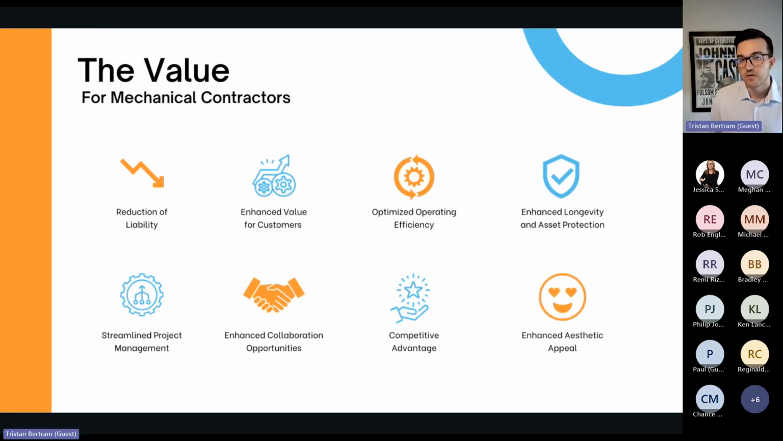So what's the value for mechanical contractors? QAC programs ensure that only educated, qualified tradespeople install mechanical insulation. This ensures that insulation systems meet project specifications and that the correct products and application methods are used. This assurance, backed by detailed installation inspections, translates into several key benefits for mechanical contractors.